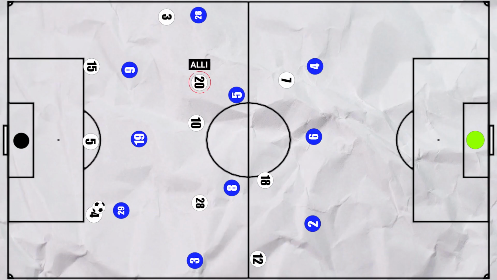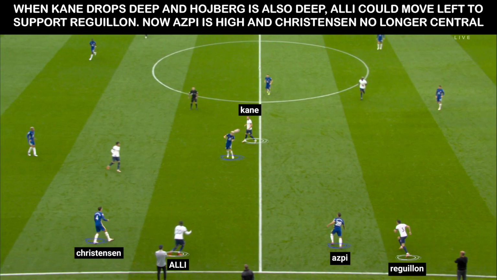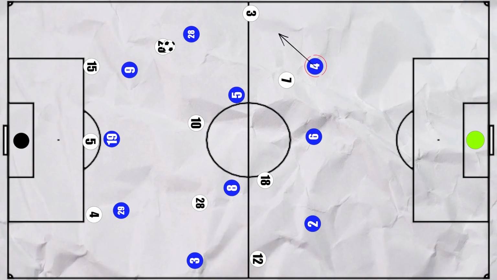But Ali in particular was influential. Whether Mount had pushed up to press Højbjerg or not, rather than stay central, Ali tended to be deep left in the build-up. Ali and Reguilon wide is a problem, as Chelsea's narrow defensive shape high up means that they only have 1 man in the wide channels, so now Spurs would have a 2 vs 1. So we often saw Ali receive, with Reguilon being a willing runner beyond. If Christensen and Azpilicueta press high, it would create space in the backline for Spurs to attack.